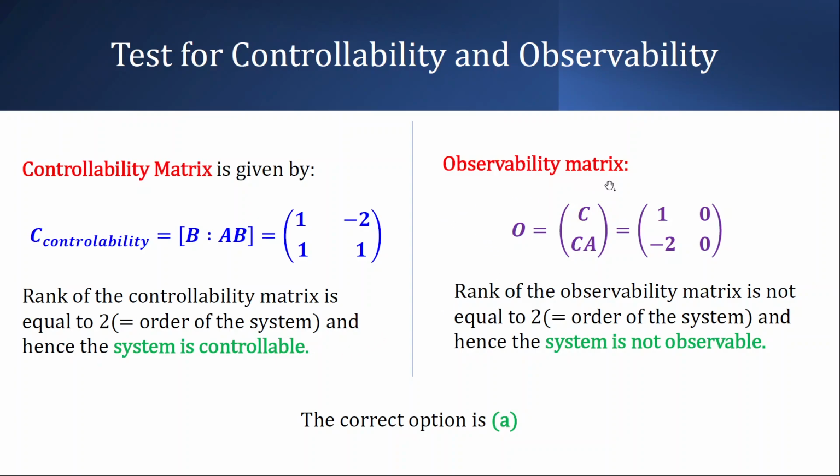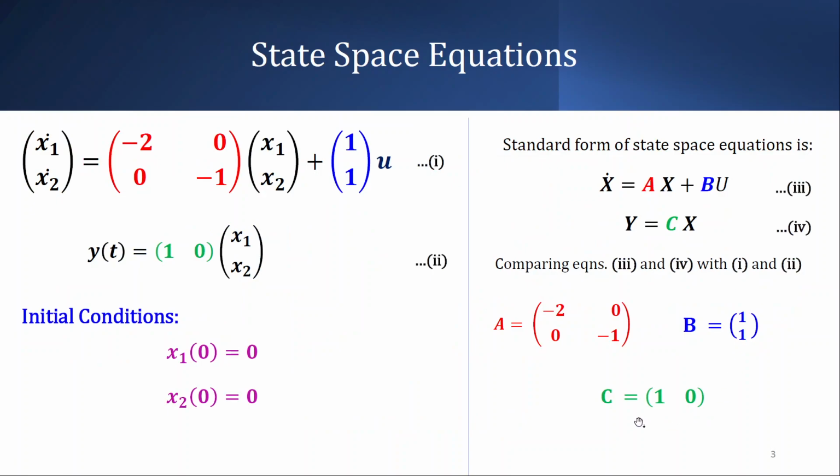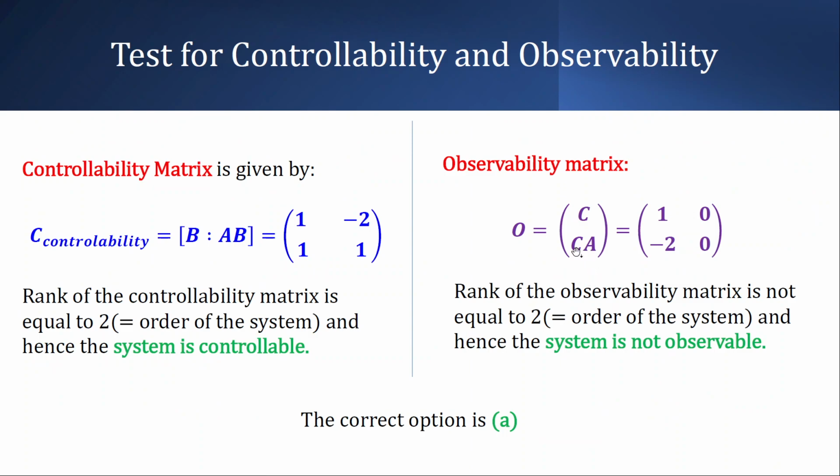To test the observability, what we need to do is again find the observability matrix, which is defined as a matrix having C and C into A, the multiplication of the C and A matrices, as its rows. So what is the C matrix? You have seen in the previous slide that C is a row matrix having elements 1 and 0. And what is C into A? That would be minus 2 and 0. So this would be your observability matrix.